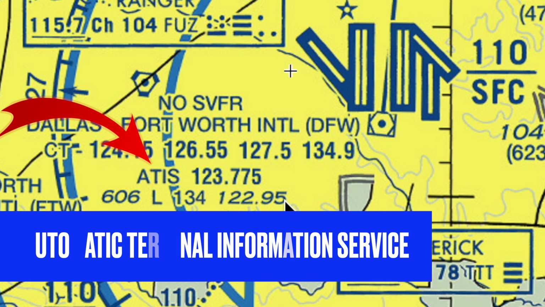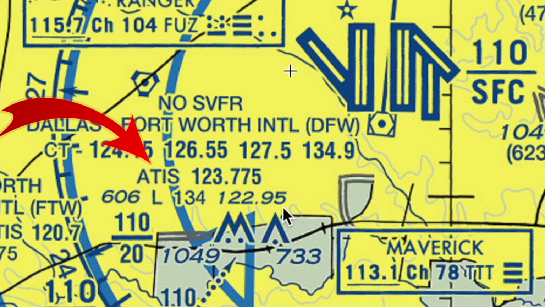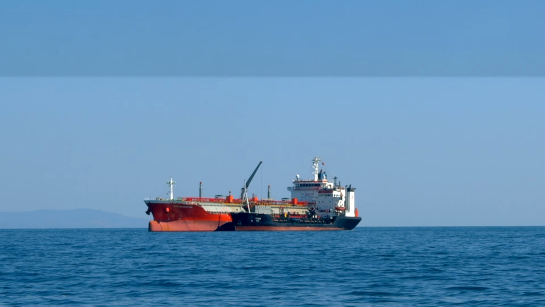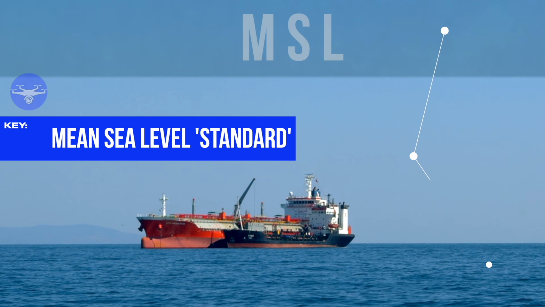Now, ATIS provides essential routine information that helps pilots prepare for landing, takeoff, and other operations without the need for disturbing or occupying air traffic control. And notice right next to it, there's a frequency for that also. Now look just below at the number 606. This is the airport elevation, indicating 606 feet above mean sea level. And for those of you who do not know what mean sea level means, go check out my first video. I explained everything in detail.